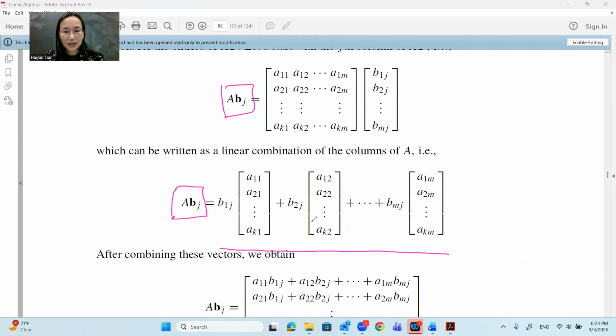What do we do next? This is just a vector, because a linear combination of these many vectors is just a vector. So we can add all these vectors together. Then you see a vector.